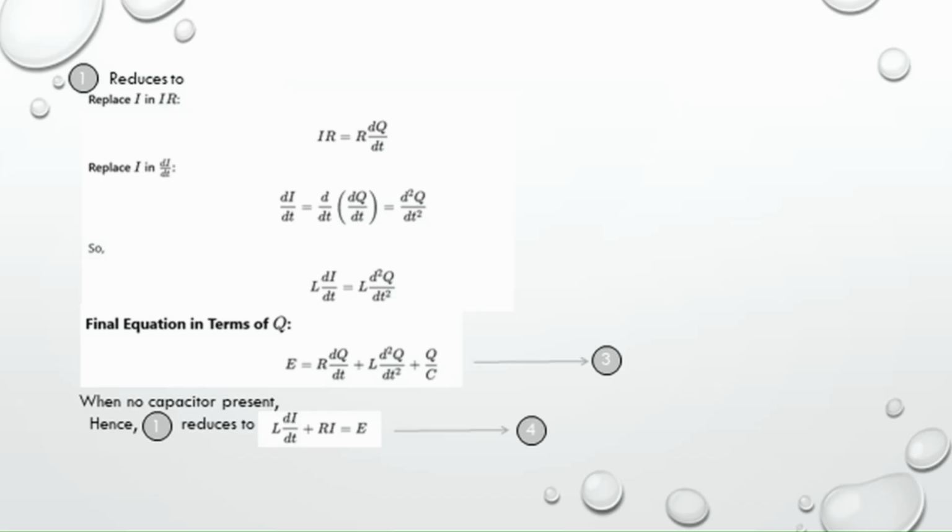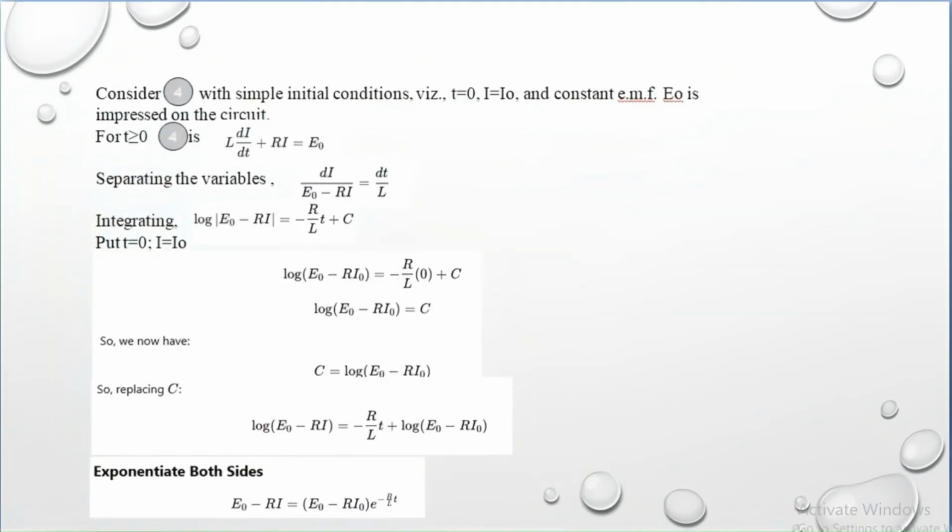But primarily we are interested in the case when no capacitor is present. Hence, equation number 1 reduces to L into di by dt plus Ri equal to E. Consider equation number 4 with simple initial conditions. That is, initially the current is I0 at time 0. The constant EMF E0 is impressed on the circuit, L into di by dt plus Ri equal to E0. Separating the variables, di divided by E0 minus Ri equal to dt divided by L.